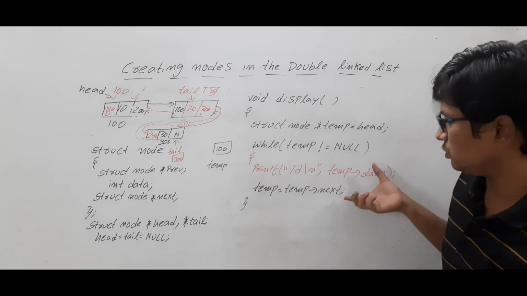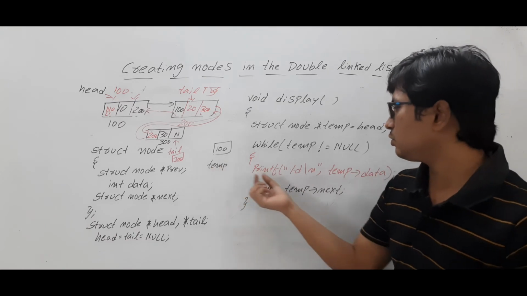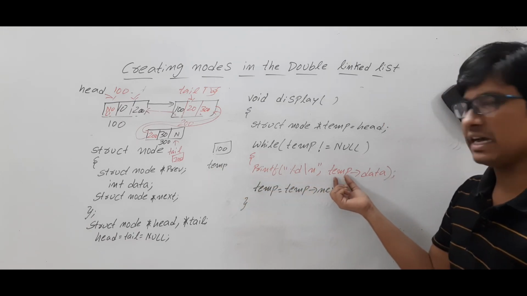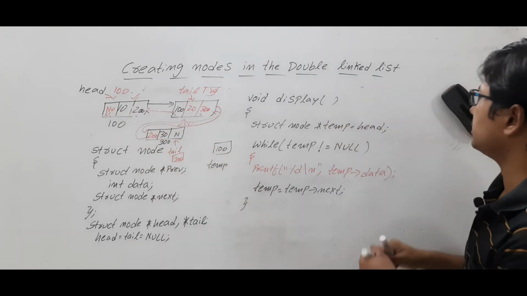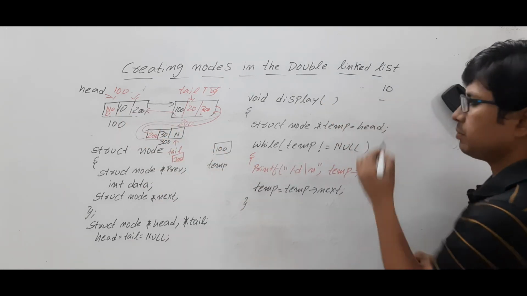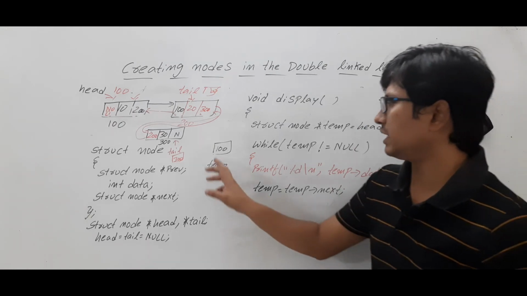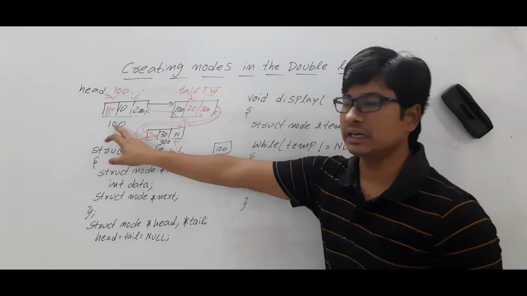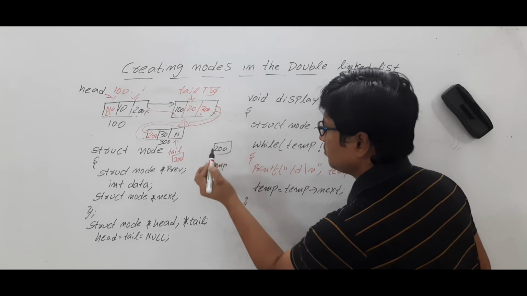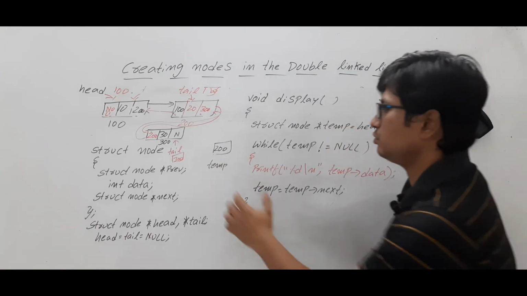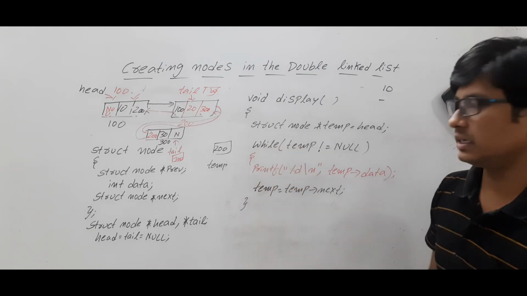If this condition is true, we need to execute these two statements which are in the while loop. What are they? Printf %d \n temp of data, 100 of data, which is 10. 10 will be displayed and the cursor will point to the next line. Now temp is equal to temp of next. Temp is 100, its next is 200, which you are assigning here. So now temp contains the address 200, which is pointing to the second node in the double linked list.